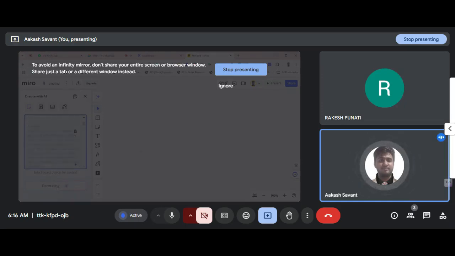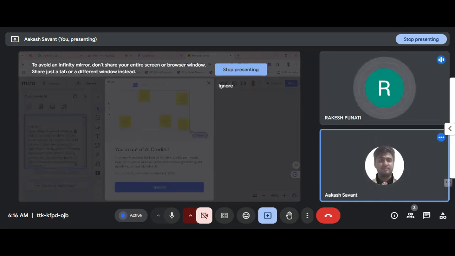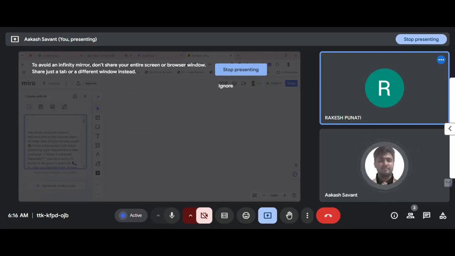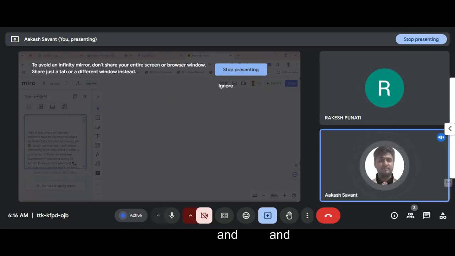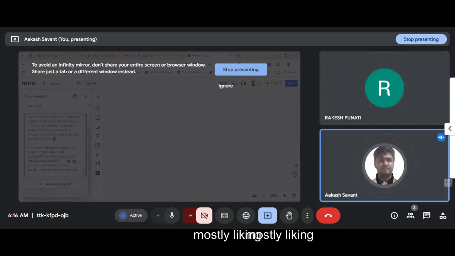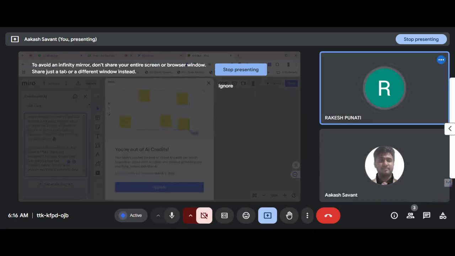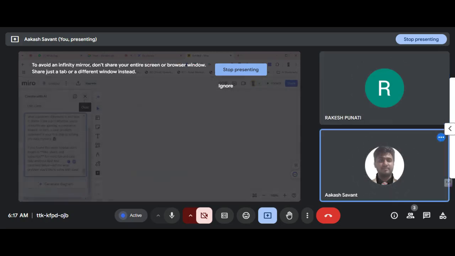So let us generate the sticky notes. What are you asking, Akash? It's asking that your credits are over. Okay, no issues. Let me come up with a generated diagram at least. It will renew from March 1st. Okay, fine, no issues in that.